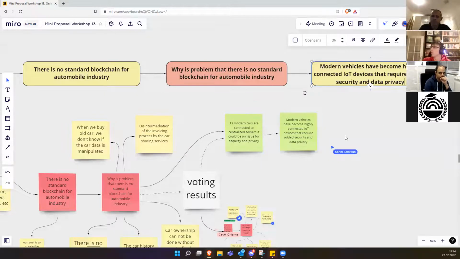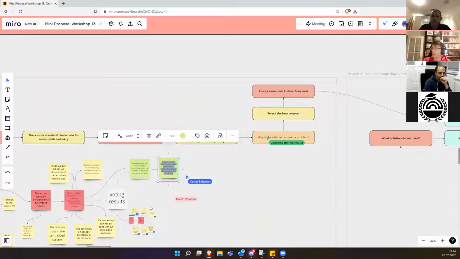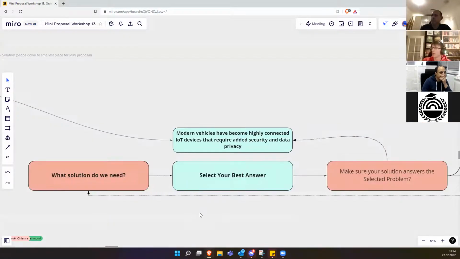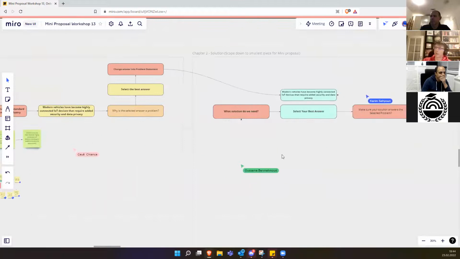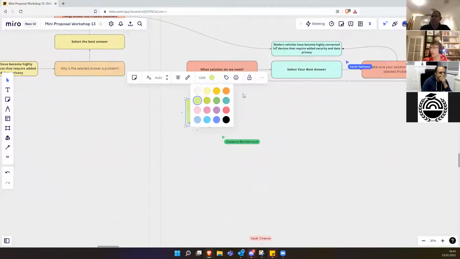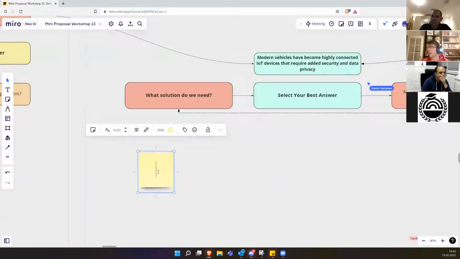Now what we can do is take this problem statement and move it to the next stage. Usually I just put it here, and then we are going to talk about solutions. You did mention a few solutions already on the previous slide, but let's bring high-level solutions for this specific issue. So how would you solve it to add that security and data privacy?